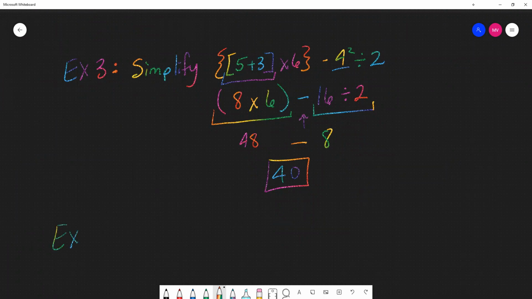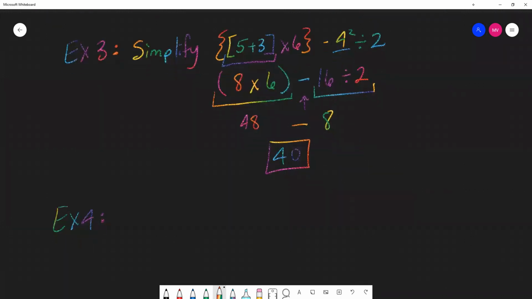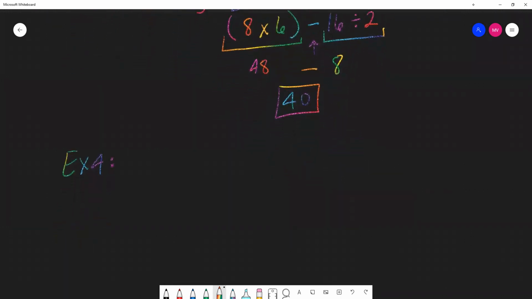gives us a grouping symbol where? In the exponent. Yeah, we've got all kinds.